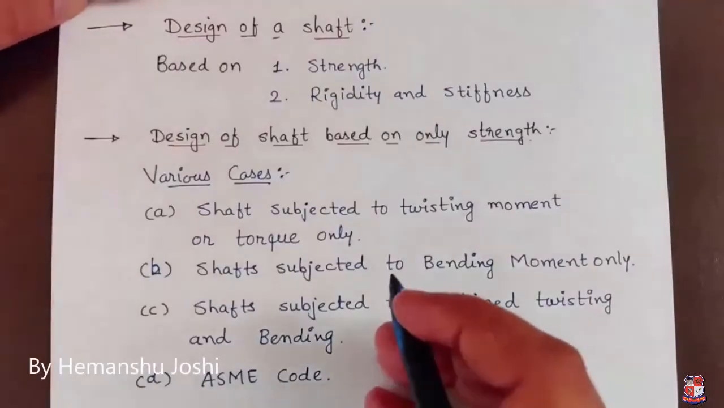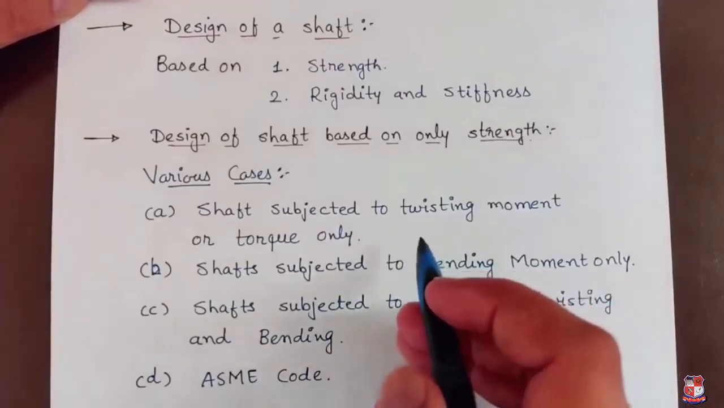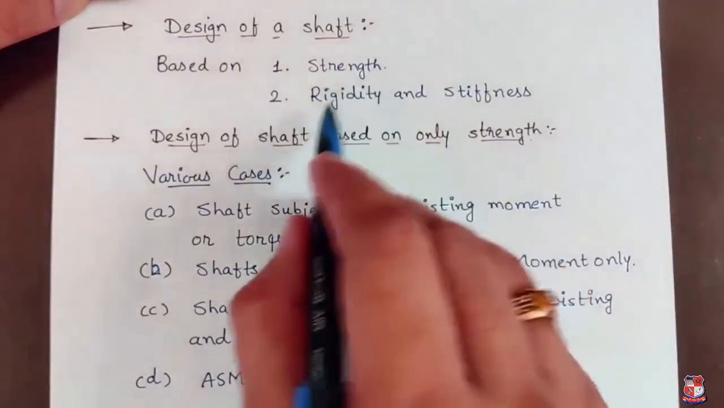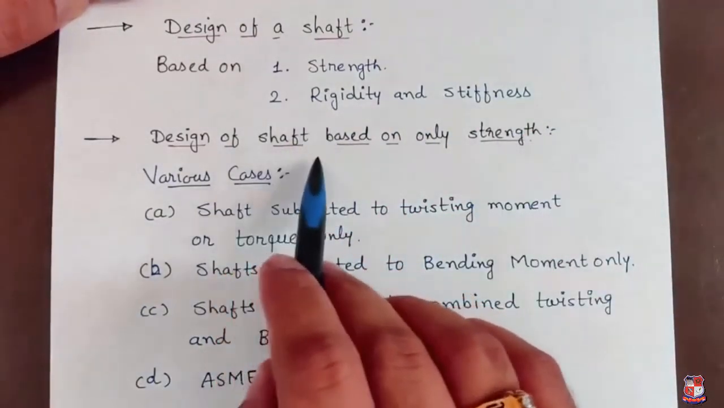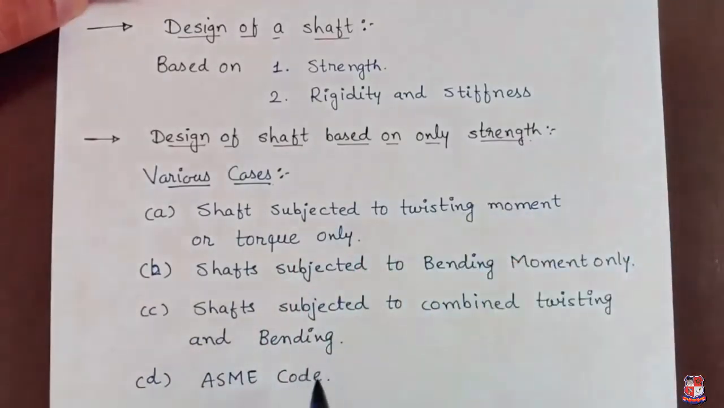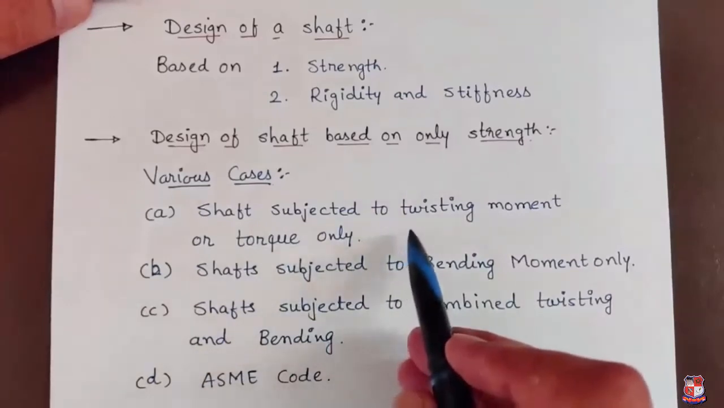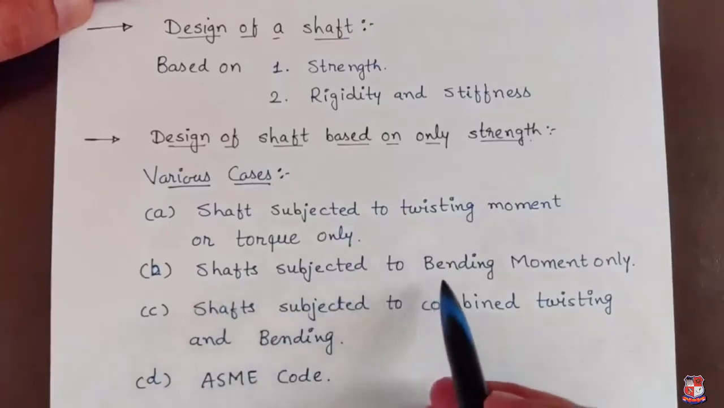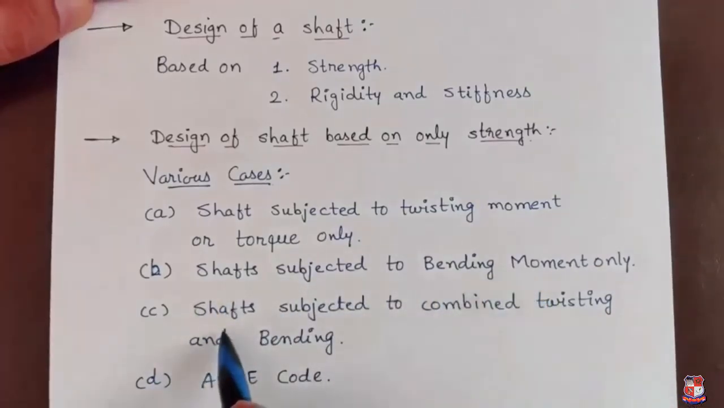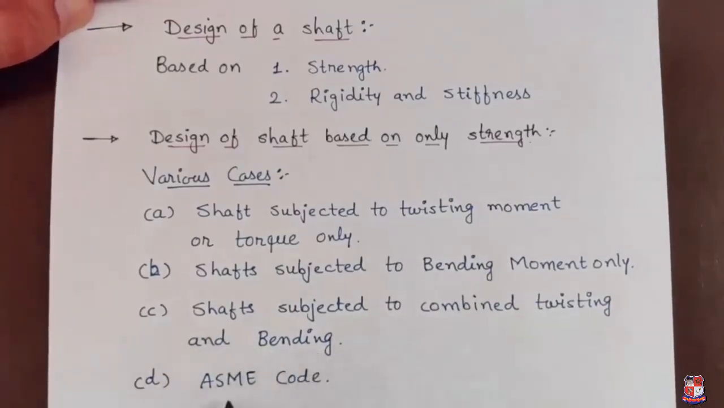After understanding the classification of shaft, our next topic is design of shaft. It is based on two things. First one is strength and second is rigidity and stiffness. If we consider the design of shaft based on strength, then there are a total of 4 cases. First case, when shaft is subjected to only twisting moment, that is torque. Our second case is shaft subjected to only bending moment. In the third case, we will design a shaft subjected to combined twisting and bending. And the fourth case is design of shaft as per ASME code.